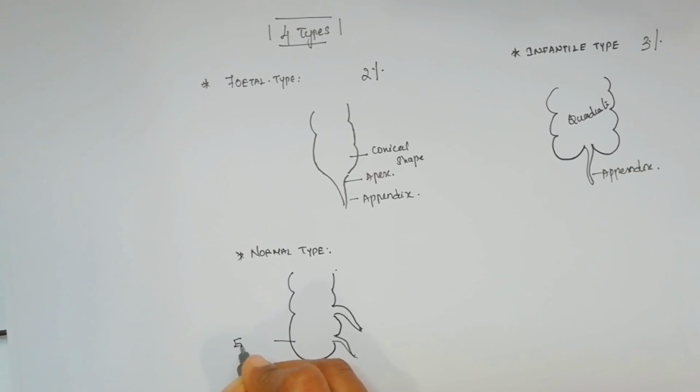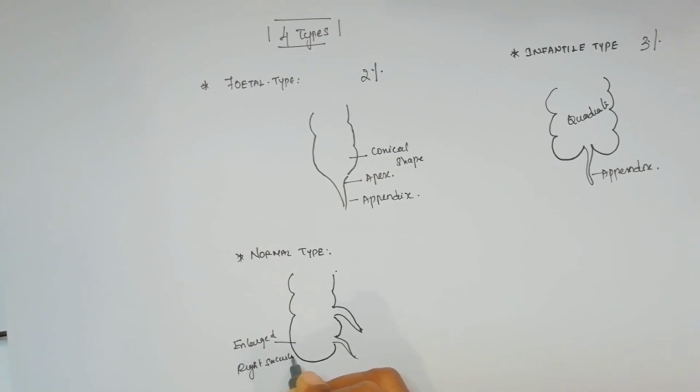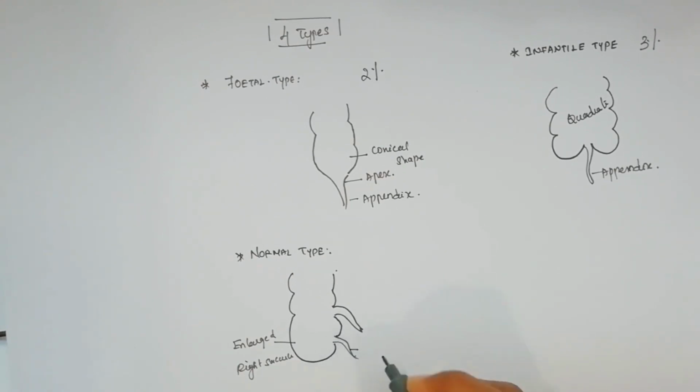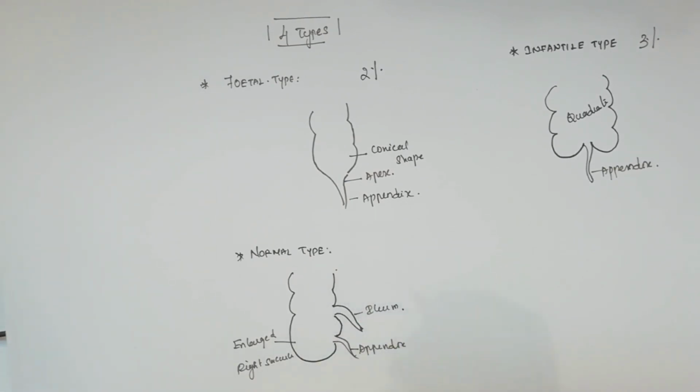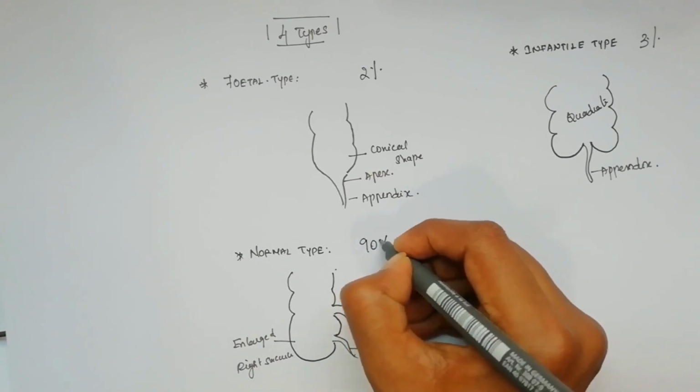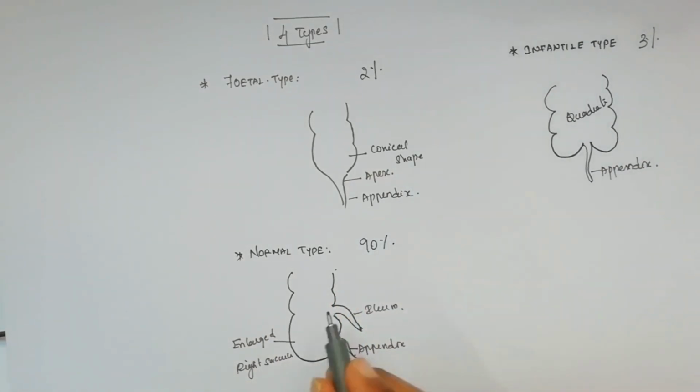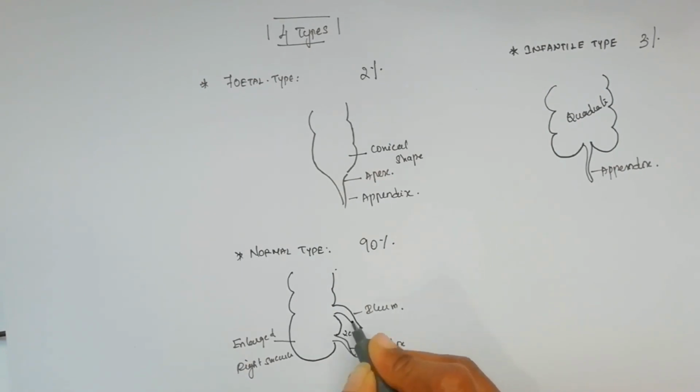So enlarged right saccule is called normal type. From the junction of right and left saccule, we have got our appendix, and above we have got our ileum. This type is called normal type, and it is the most common type, happening in 90% of population. In 90% of cases, this is the normal type of cecum seen, and the length between the ileum and appendix in this type is around 2 cm.